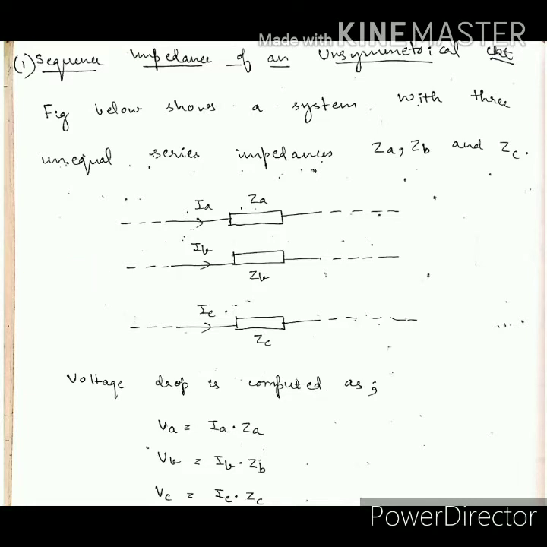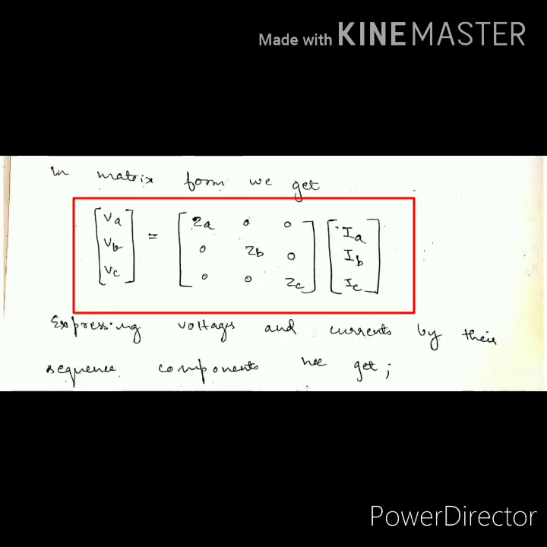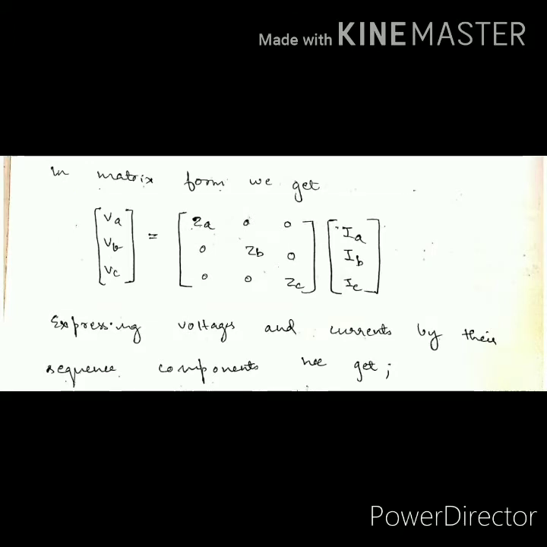So currents IA, IB and IC flow through it. The voltage drop is computed as VA is equal to IA ZA, VB is equal to IB ZB, VC is equal to IC ZC. And for further simplification, again we write the same in matrix form. And these voltages VA, VB, VC and currents IA, IB, IC, we are again expressing in terms of sequence components.